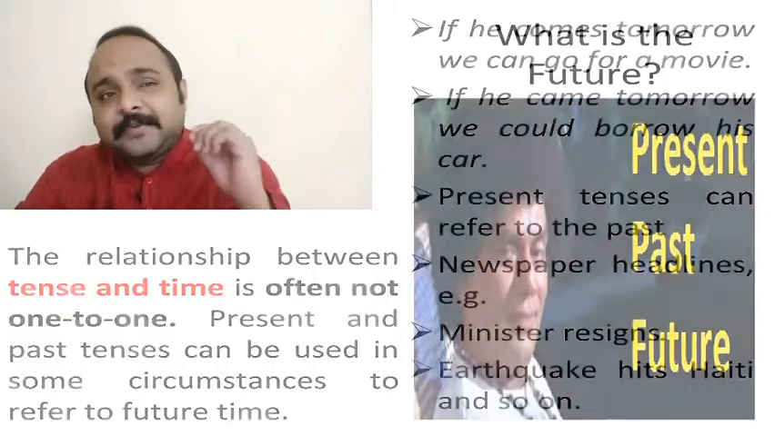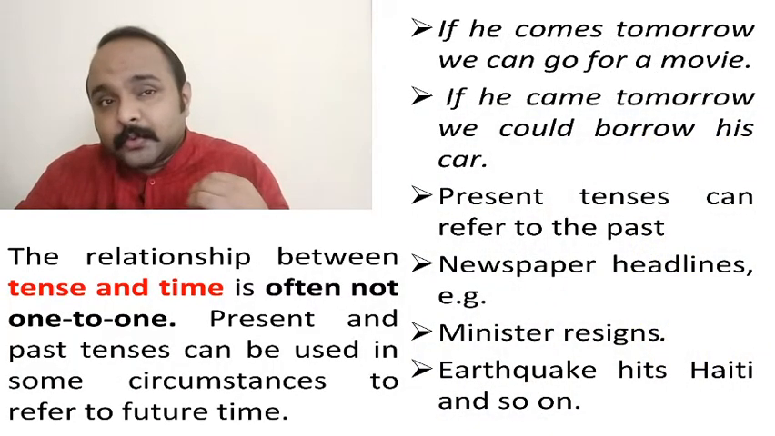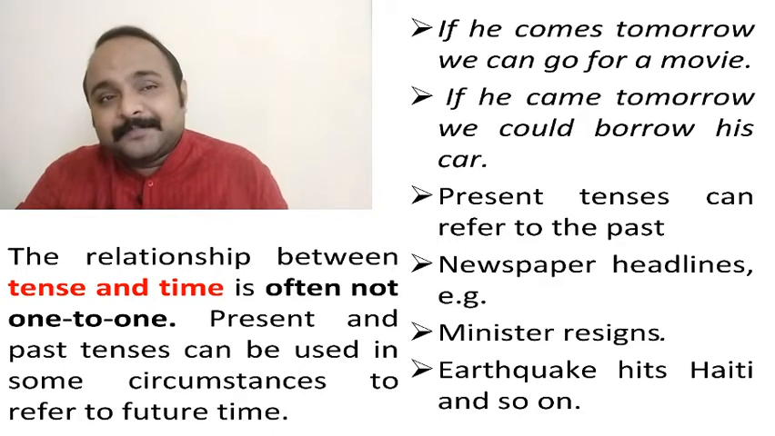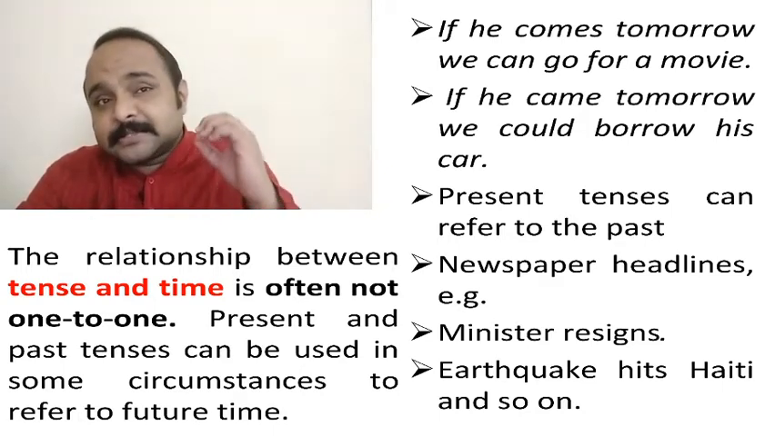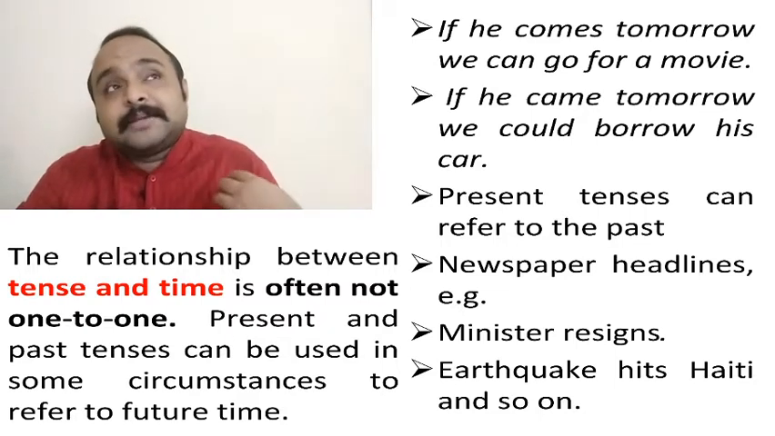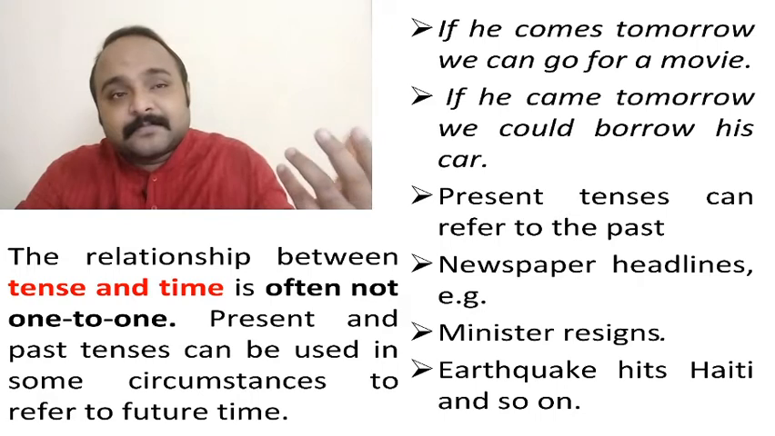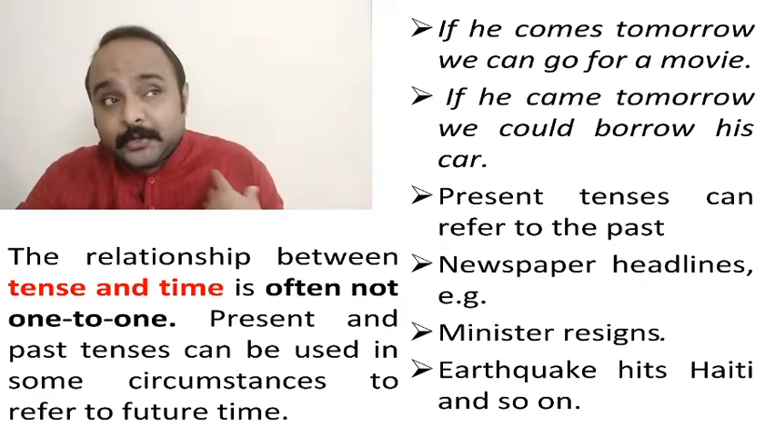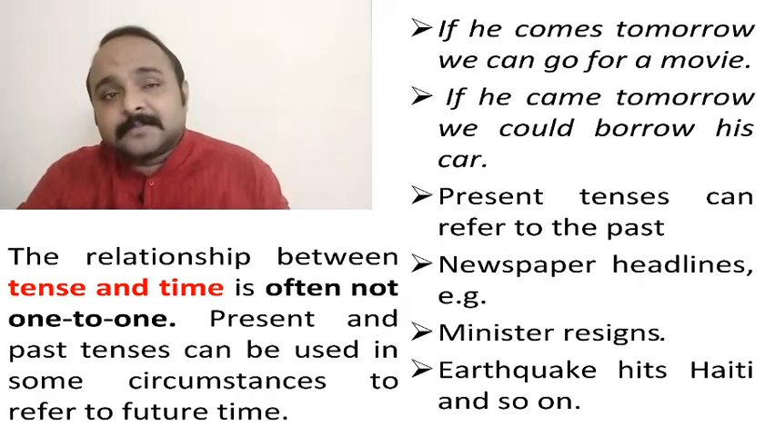Example, if he comes tomorrow, we could go for a movie. This is a conditional clause. We use past tense forms to make suggestions about what might happen in the future. If he came tomorrow, we could borrow his car.